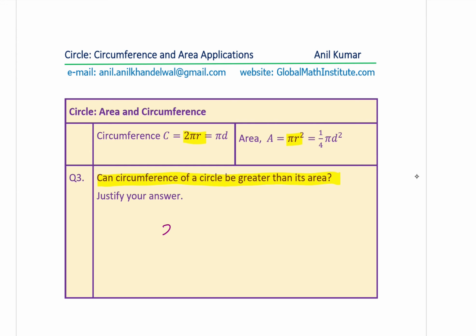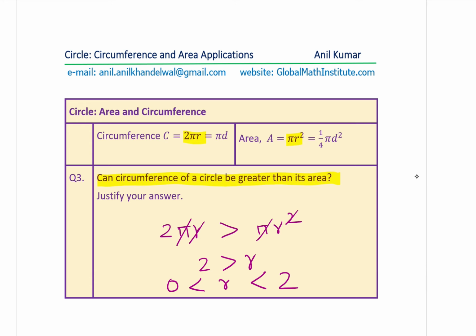Basically, we want to show that 2 pi r, which is the circumference, is greater than pi r square, right? So, not very difficult. We can cancel pi and we can cancel r, and what do we get? 2 is greater than r. Or we can say, well, we got the condition that r should be, it is always greater than 0, right? It is non-negative and less than 2. Gives us the condition that circumference will be greater than the area.